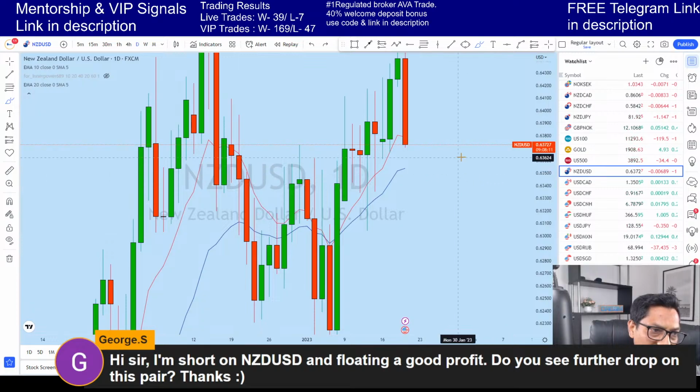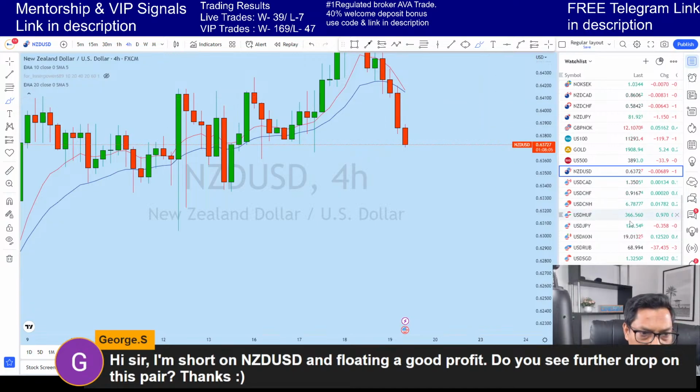So that means that NZD USD still has a probability to drop. So if you are floating profit, then yeah, that's a good thing. That's a celebration. Keep it up. If you hold a trade, it's always a good idea, good trading psychology. Some trades will even give you 10 times profit if you have a proper risk management plan. It becomes much easier to have good trades after holding it.